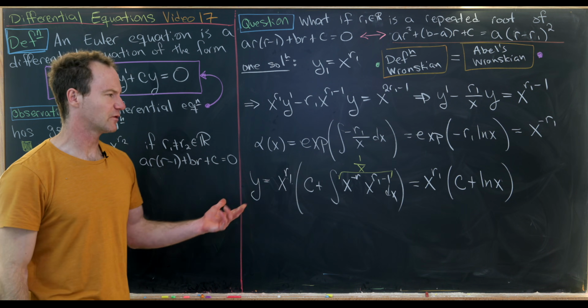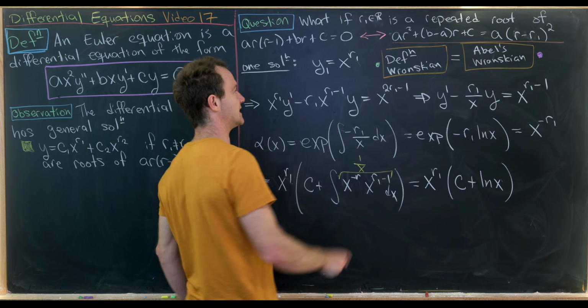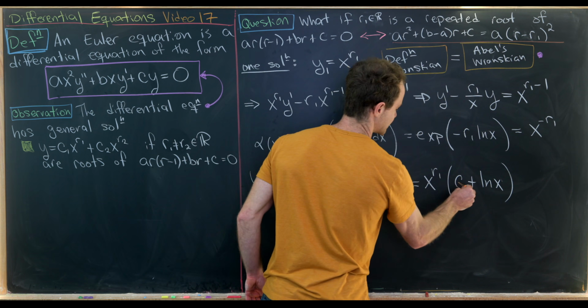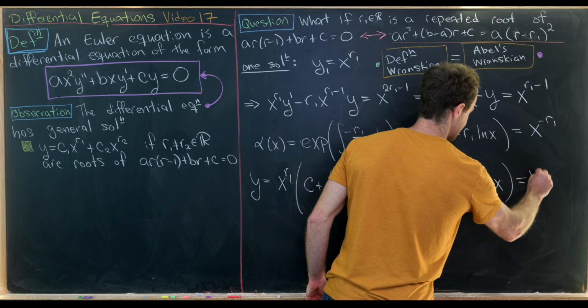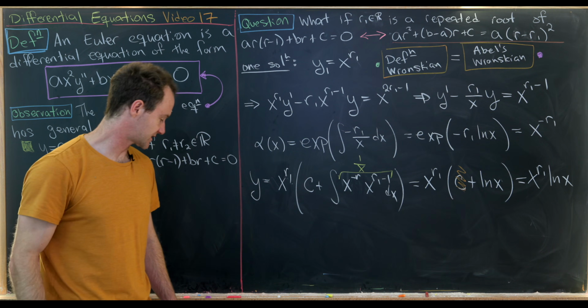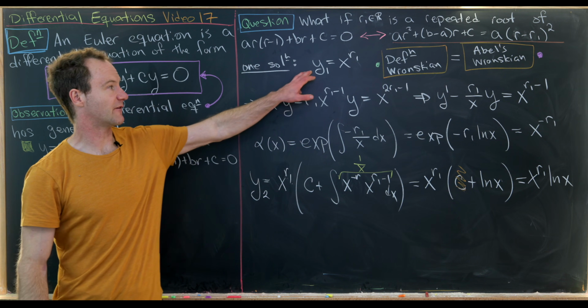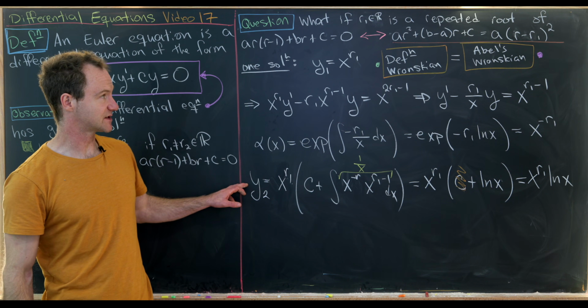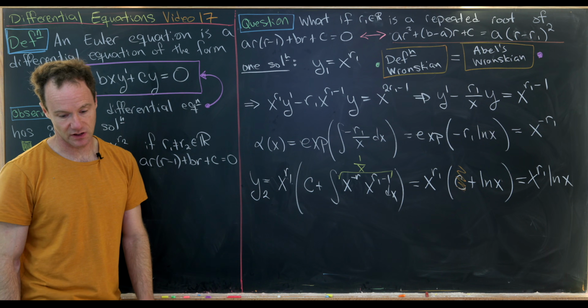But let's notice that we don't really need to consider that constant, because that constant is going to duplicate our first solution, which we already have. So that gives us a second solution of x to the r1 times the natural log of x. Let's rename this maybe y2. So now we have our first solution up here, and our second solution, which is x to the r1 times natural log of x.